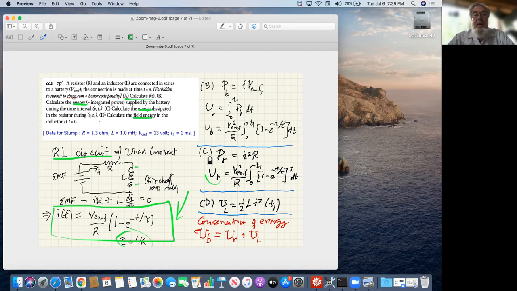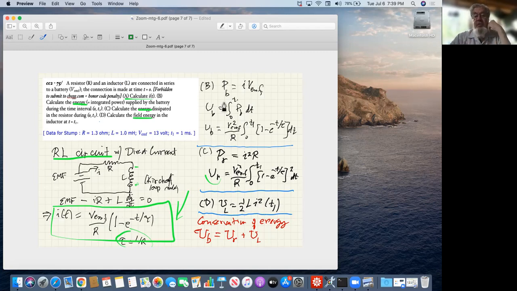And finally, part D is to calculate the field energy stored in the inductor. Again, the energy in an inductor is 1/2 L i squared. There's nothing to integrate here. The energy when the current is I is 1/2 L i squared.